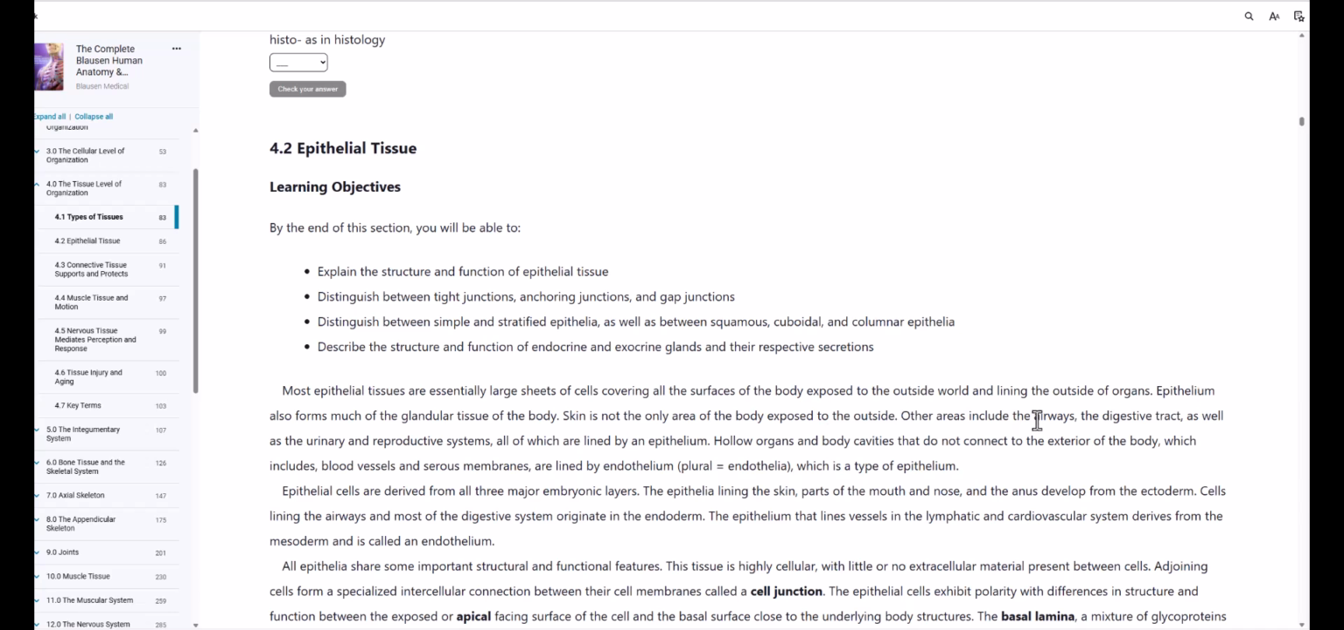The lining of your airways, trachea and the lungs, the lining of your intestines, the linings of your bladder and your urethra, the lining of your vagina. Again, all of these are lined by epithelium.